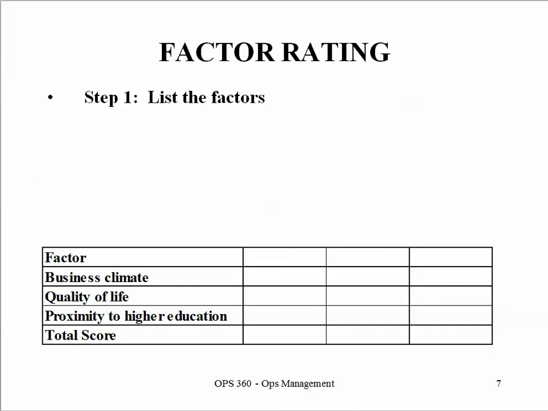The first step is simply to list the factors, and I've got a very simple example here. There's a more involved example in the book, but we just have three factors listed here, the same ones I listed above: overall business climate of the potential location, the quality of life for the employees at the potential location, and the proximity to higher education at the potential location. And then what we're going to do is rate the importance of each of these factors. That's step 2. So we basically are assigning a weight to the importance of each one of them.